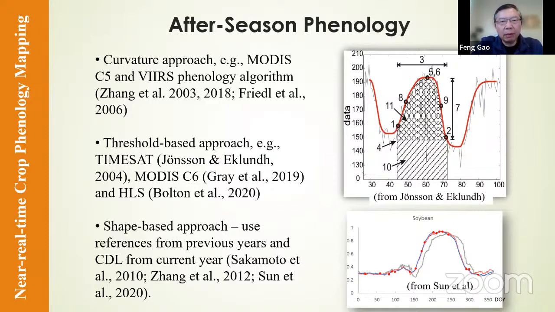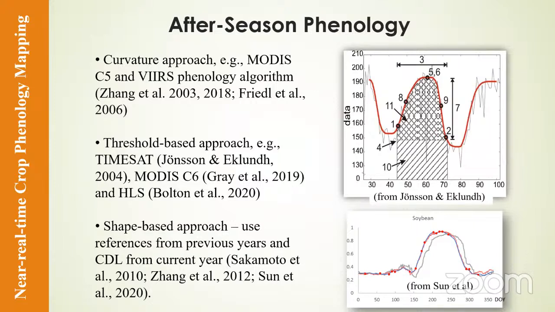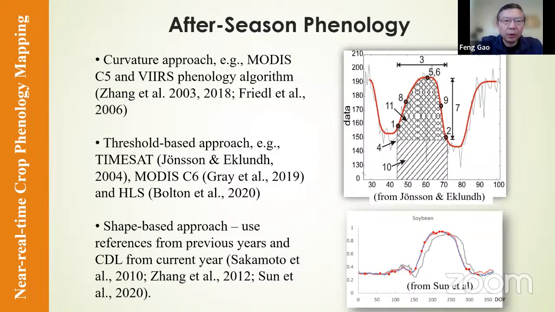And the threshold-based approach, such as TIMESAT, a toolkit that many people are familiar with. MODIS Collection 6 and the Harmonized Landsat Sentinel-2 phenology product actually use this kind of approach. The basic idea is you get the minimum and maximum value, and you know the amplitude between them, and define a percent threshold of the amplitude to find the green-up date, mid-growing season, or the peak time. There is another category, called the shape-based approach.